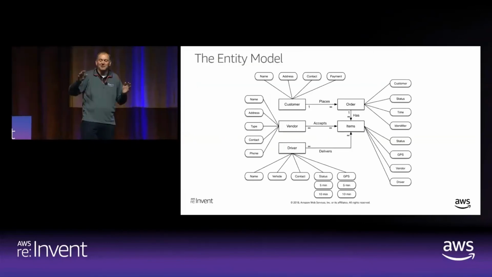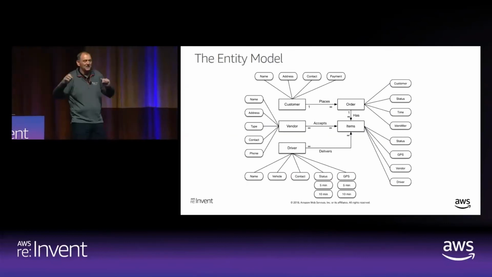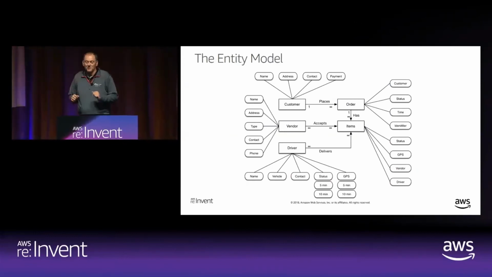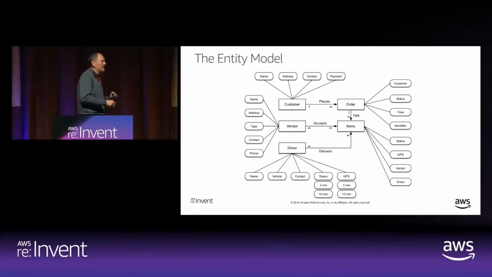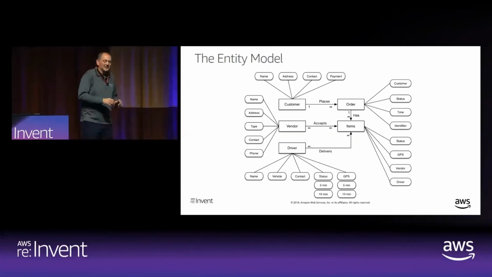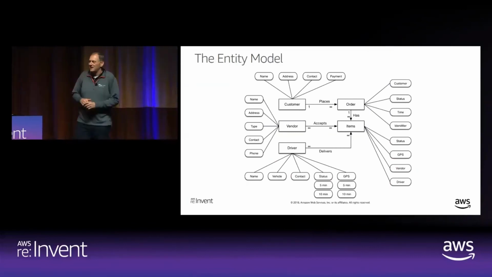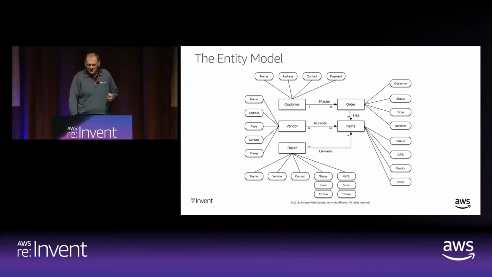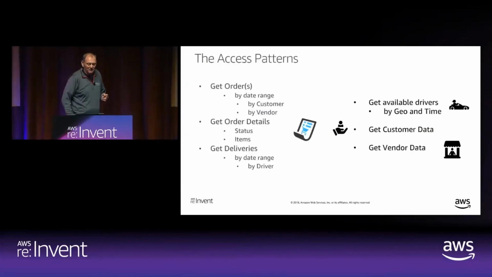When we look at this, we have customers, vendors, orders, items, drivers. Customers place orders, vendors accept items from those orders, drivers deliver those items. Drivers have status, current status, they have 5-minute status, they have 10-minute status, because we want to schedule things efficiently. So let's see what that actually looks like when we get into the access patterns.